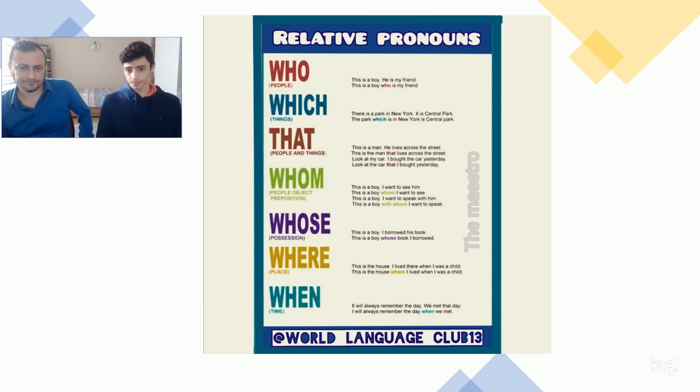Next one, whom. It relates to people. This is a boy, I want to see him. This is a boy whom I want to see. Wonderful. And also we can use whom with preposition, so you shouldn't be surprised about that. For example, as given in this second example, this is a boy, I want to speak with him. We can say also this is a boy whom I want to speak to. Instead of saying with him, it's better to say speak to him.